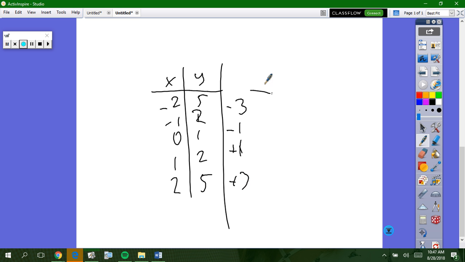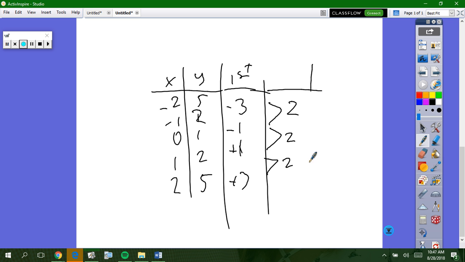Okay, so is it linear? Is my first difference constant? No. Is my second difference constant? Let's check. We went up 2, up 2, up 2. Is it consistent? So therefore, it's on my second difference. My second difference is constant. So therefore, this makes it a quadratic.